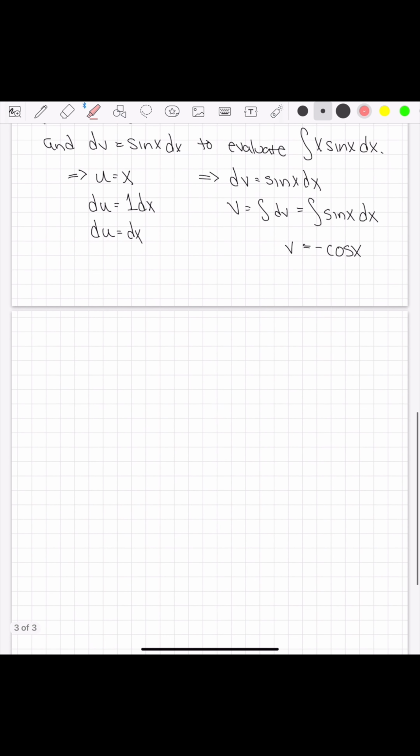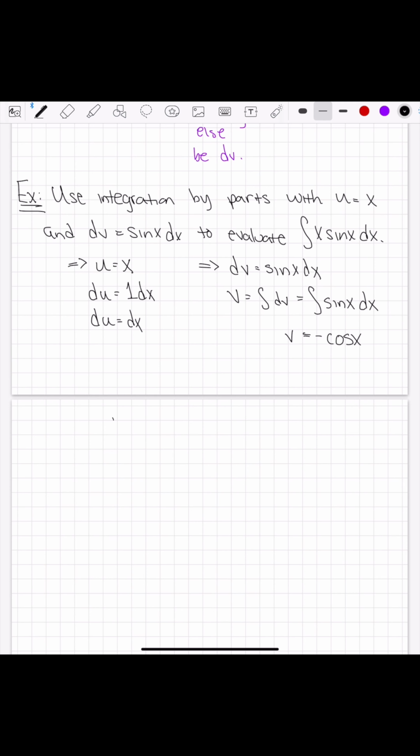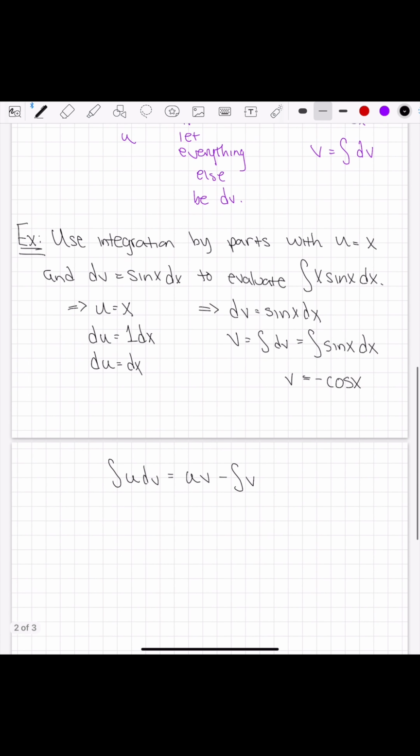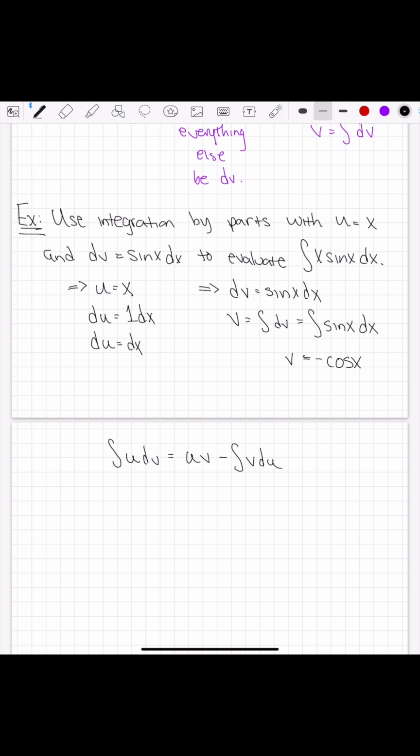So when we have our formula for integration by parts, the integral of u dv equals uv minus the integral of v du. u is just x, so we plug that in there. So this equals x, and then v we said was negative cosine of x, so we plug that in here for v. And then we plug it into this v as well, so it's going to be minus the integral of negative cosine x, and then du is dx, so we just replace this with dx.